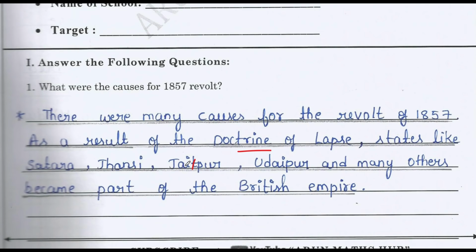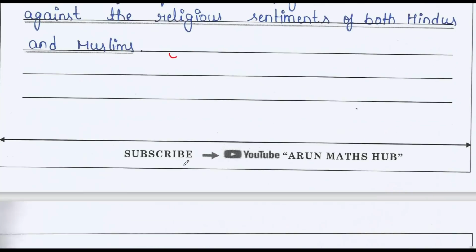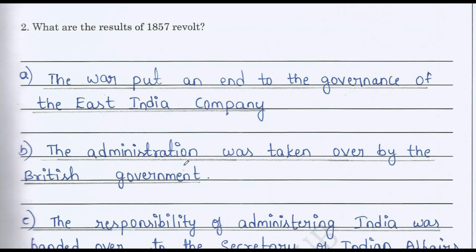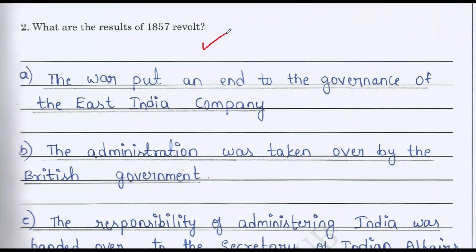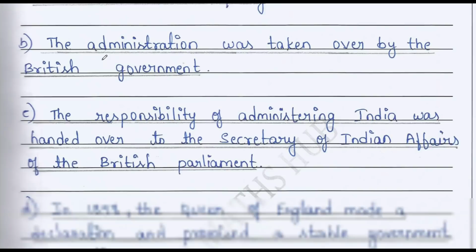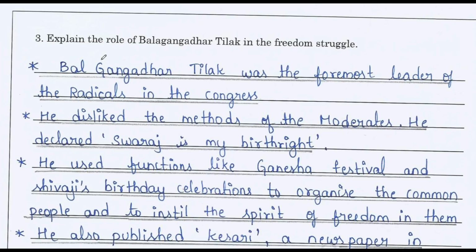But in the examination, how can they ask? They can ask you to explain any two reasons for 4 marks. Go through the textbook and make a list. This question has already been discussed in the 3-mark video. What are the results of the 1857 revolt? Very important question, students.